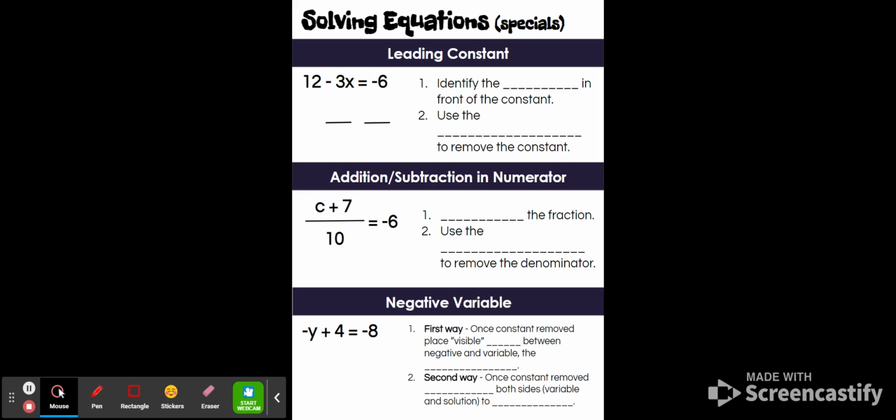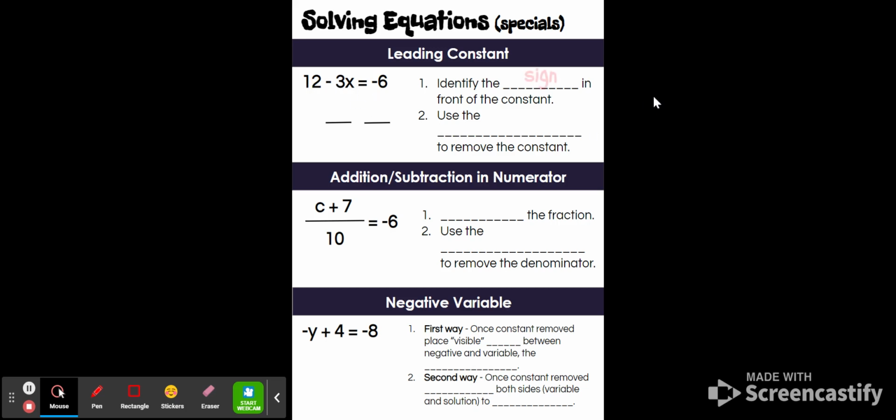All right, so there are these three special types of equations that look a little different than the ones we've been solving. And we talked about the first one last class. See how that 12 is in the front? So we need to know the sign in front of the 12, right? And if there's nothing there, then it's a positive 12. So we've got to do the opposite.